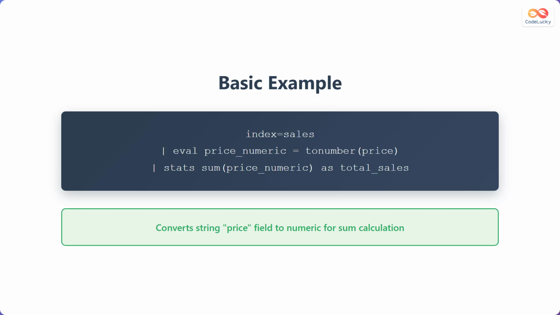Here is a practical example of how to use the tonumber command. We start with index=sales to search our sales data. Then we use the eval command to create a new field called price_numeric, which contains the result of tonumber applied to the price field. Finally, we use the stats command with the sum function on our newly converted numeric field to calculate total_sales. This converts the string price field to numeric format, enabling us to perform the sum calculation accurately.